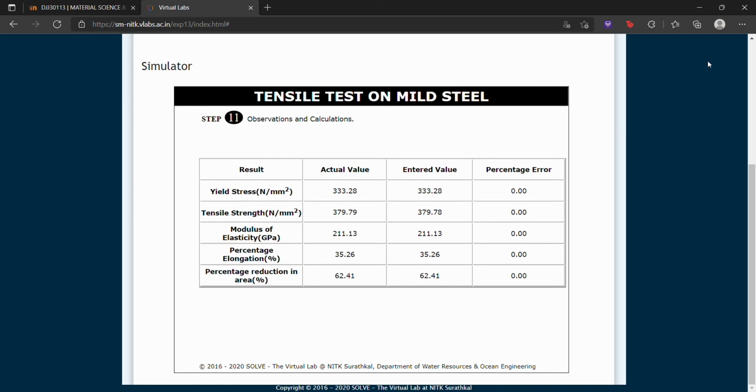So this is my final calculation, my final result for my tensile test on mild steel.